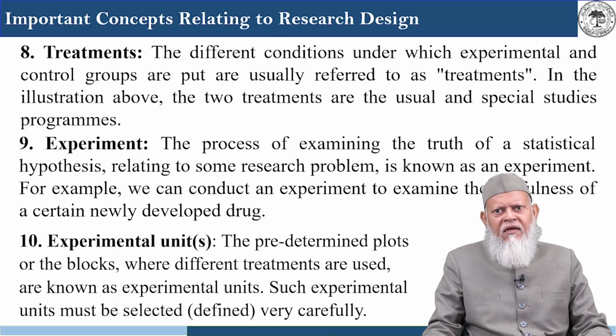Like if we are working on say 4 blocks, or on 2 groups of people to study poverty, or on 2 groups of students for special coaching, we identify beforehand the block, the group of people, the group of students where the different kinds of treatments are to be given. These are called the experimental units.